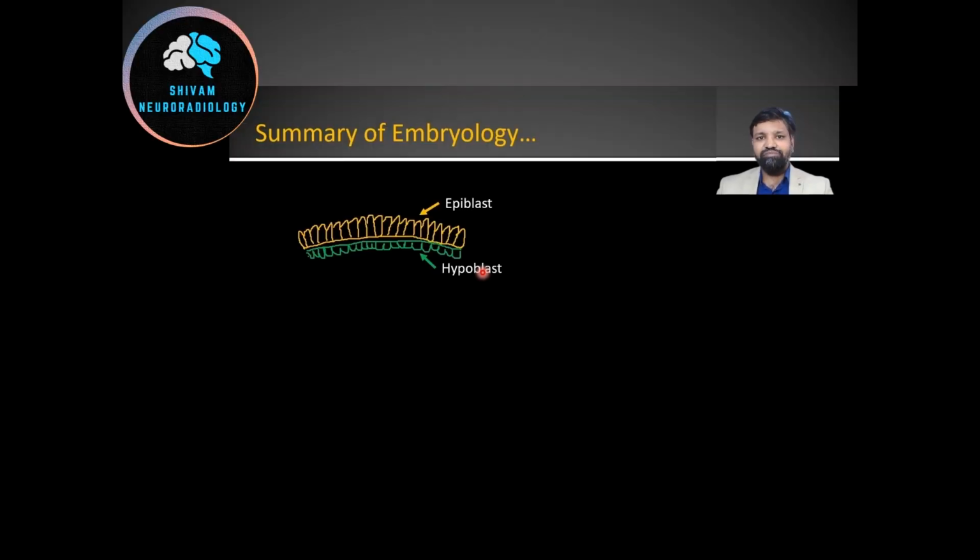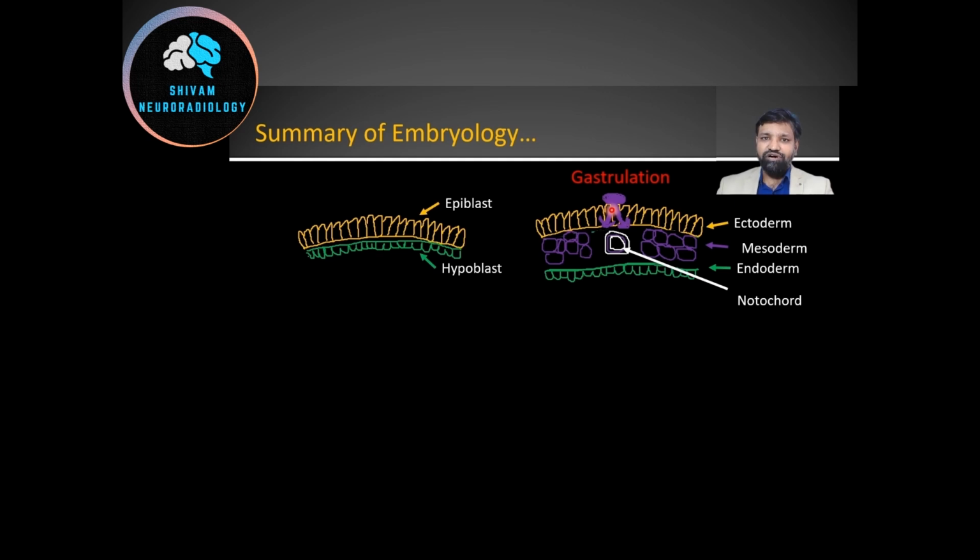So just to summarize the embryology, initially we have two layers, that is epiblast and then hypoblast. Then a primitive pit is forming on the epiblast through which multiple cells are migrating interiorly, displacing the hypoblast, which will form the endoderm. Then the cells are migrating further, leading to formation of mesoderm, and the mesodermal tissue will lead to formation of the notochord, and until this stage, formation of three cell layers and notochord is called gastrulation.